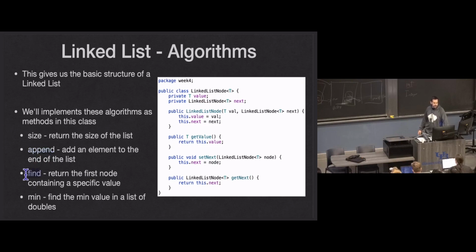Find, here's a value. I want to know the first instance of a node that contains this value and return a reference to that node. And min, the big one, hopefully we'll get to this. I'll try to go at a healthy pace so we can get to this. Min, give me the min value of this linked list.